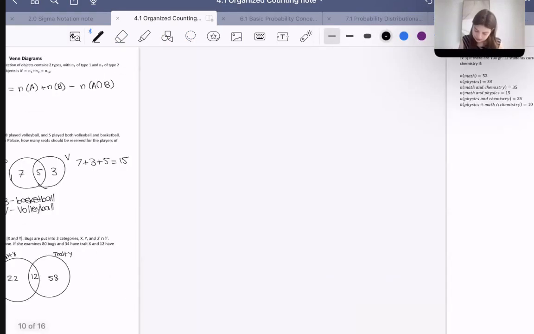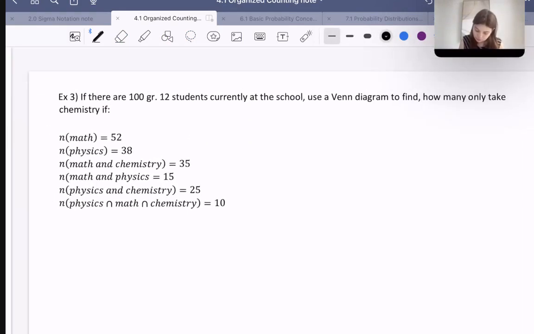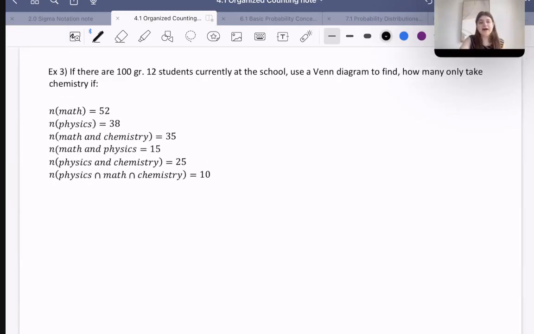All right. Let's do one more example regarding Venn diagrams. This one is actually going to be a three-way Venn diagram, which is good as well.